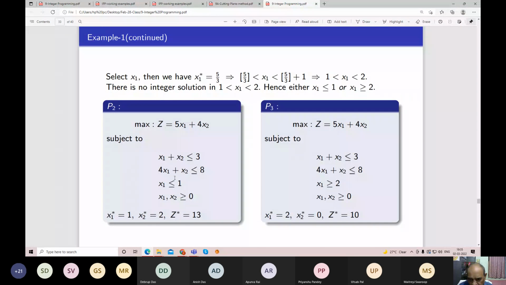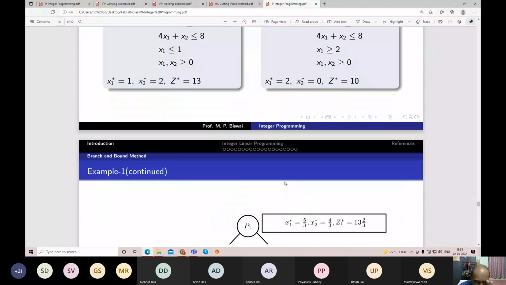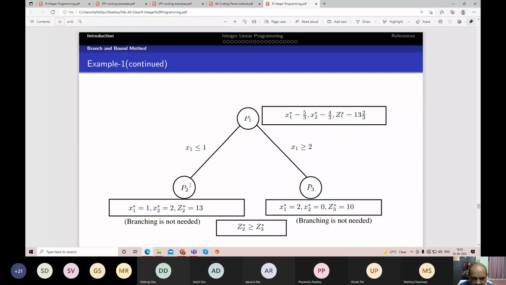You can see everything is the same. In the second problem, P2, x1 less than or equal to 1 is included, and in P3, x1 greater than or equal to 2. So two different branches. Graphically, P1, P2, P3 will be something like that. The left branch is P2 and the right is P3. In the left branch, x1 less than or equal to 1, and in the right branch, x1 greater than or equal to 2. Now we are solving two different problems.